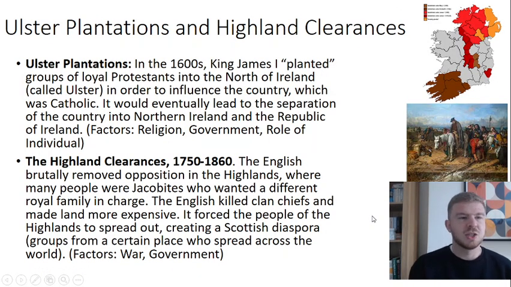Final one then is two put together really. It's the Ulster plantation, so affecting what we now know as Northern Ireland, and the Highland clearances in Scotland. The Ulster plantations were when King James I in the 1600s planted, sort of sent to live, a group of loyal Protestants to go and live in the area known as Ulster in the north of Ireland.